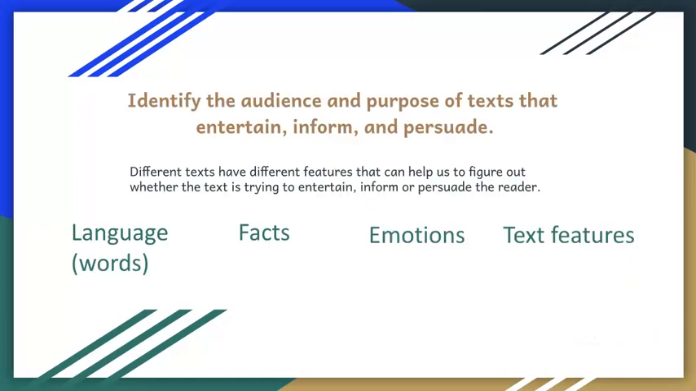So different texts or books or stories that we read have different features that can help us to figure out whether the text is trying to entertain us, inform us or persuade the reader. Things like the language or the words that is used in the text, facts that may or may not appear in the text, whether the text brings out emotion in the reader, and text features like whether there are pictures or bold words can help us to identify what the text is for. So let's take a look at how we can identify certain texts.